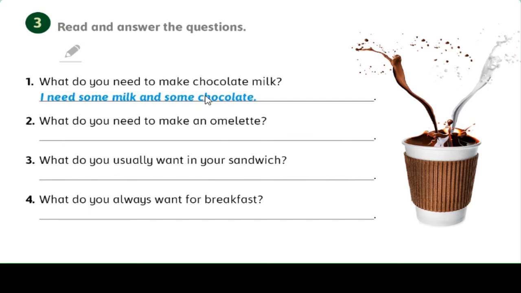For you, I need you to complete them by asking your mothers how to make an omelette, or what things we need to put in our sandwiches, by using a, an, and some. This is your turn. You have to do it at home and tell me in the class what you did.